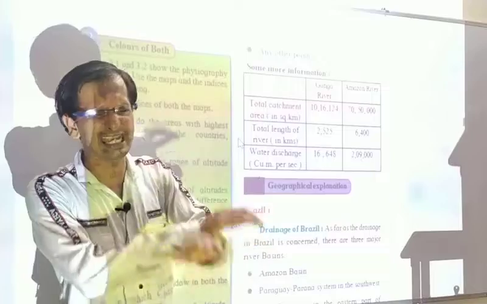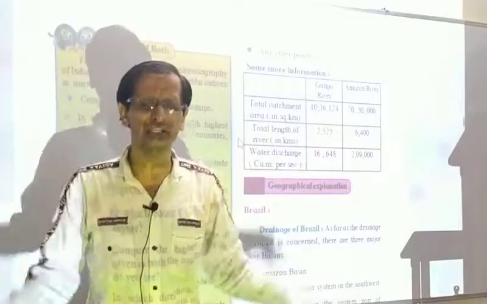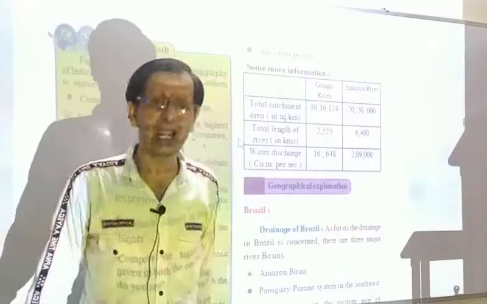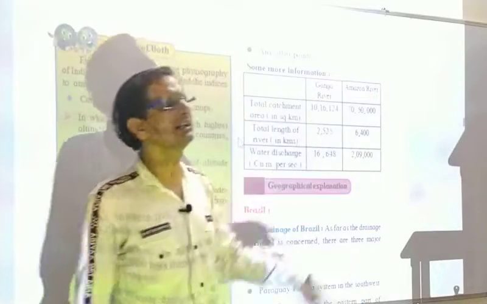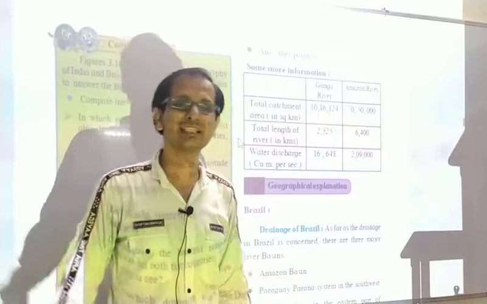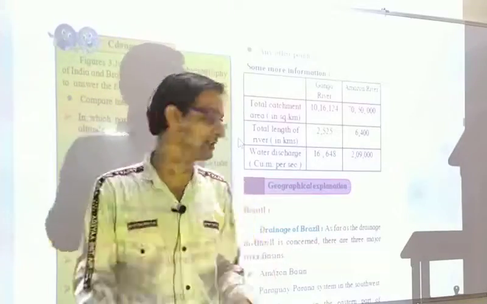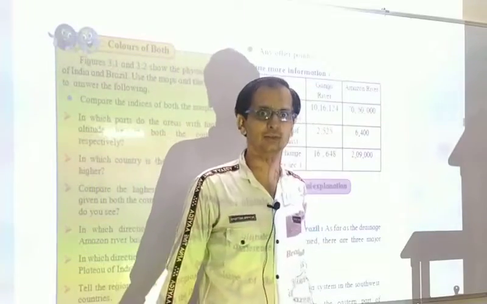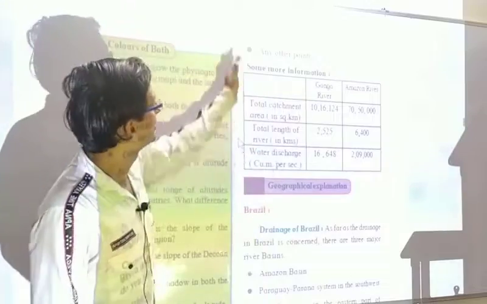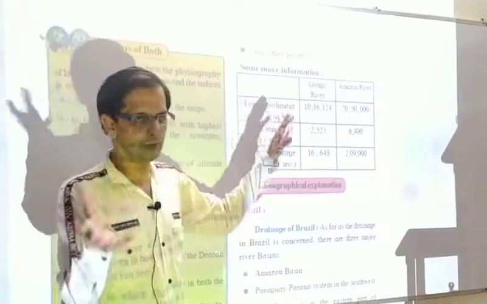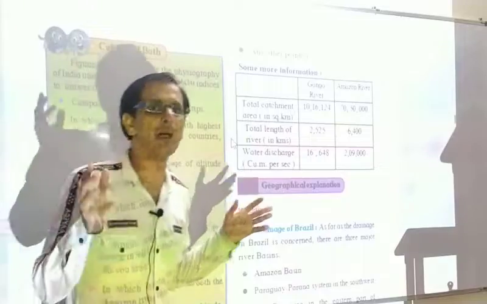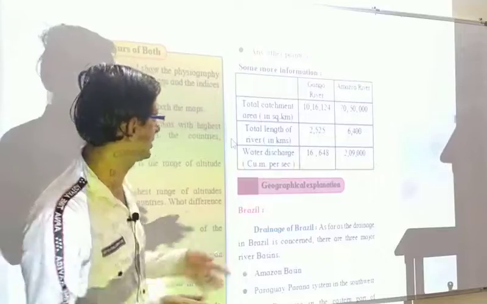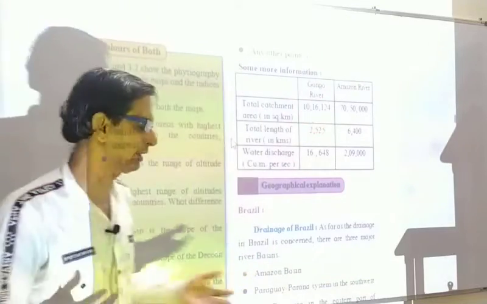By comparison you can easily understand that the Amazon river is the largest river, and compared to it the Ganga river is tiny. It's like a Leviathan, or you may say the Ganga is David and the Amazon river is Goliath. This is the comparison between the two rivers. You can understand the potential and importance of the Amazon river for Brazil and several other countries, like Peru, and the Ganga river's importance for our country.